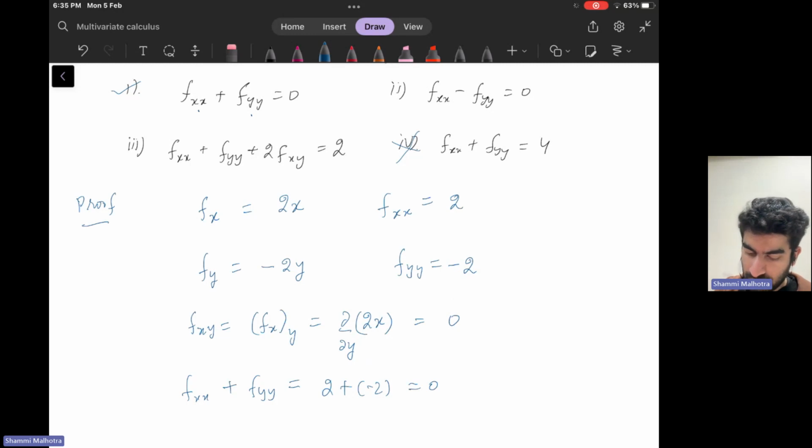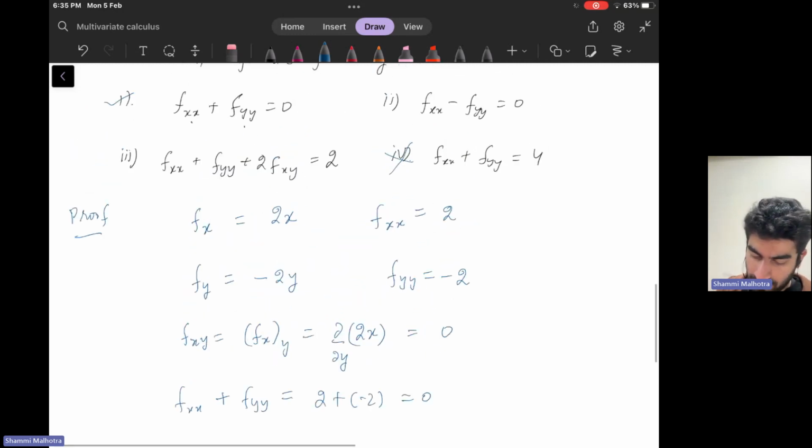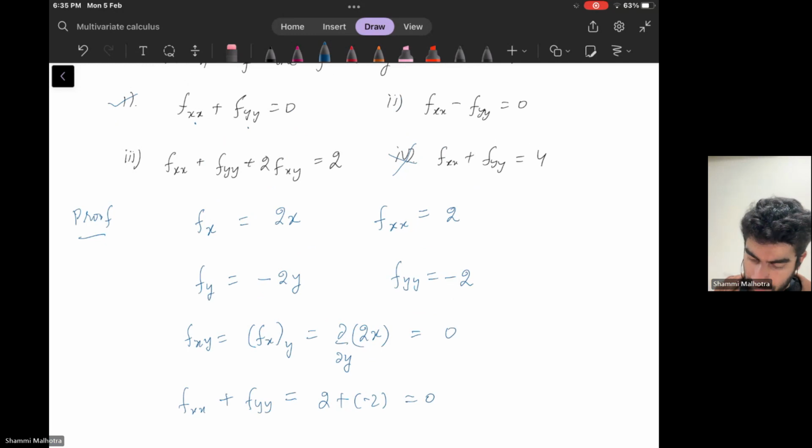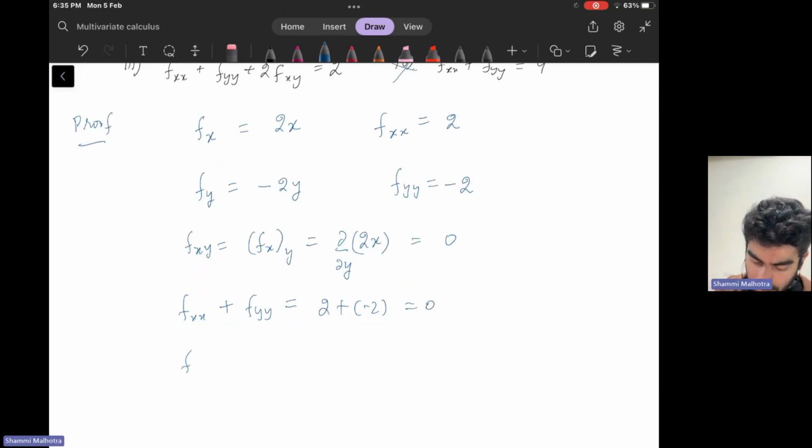And likewise, if I consider fxx minus fyy, this will be 2 minus minus 2, which is 4. So the second option is also not correct.